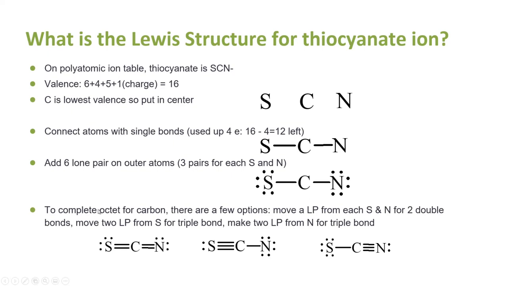So I have a couple of options, and we already evaluated these options in the formal charge video, but we can see how I would have come up with these 3. At this point I could take this lone pair and make a double bond, or I could take this lone pair and make a double bond, or I could make a triple bond with one of them. I could take 2 of these and make a triple bond with the nitrogen, or I could take 2 of these and make a triple bond with the sulfur. So I have a couple of options here. And we evaluate these 3 options in the formal charge video.